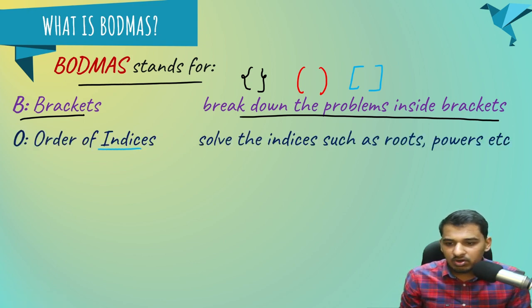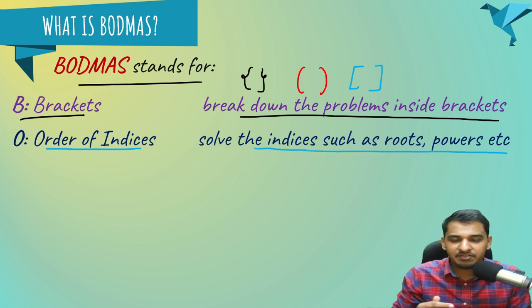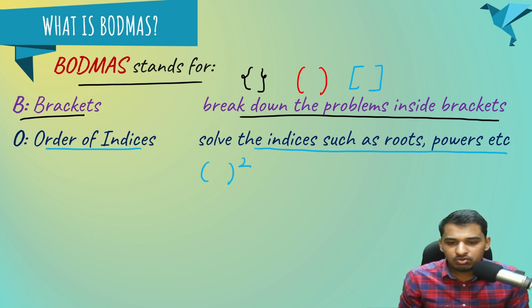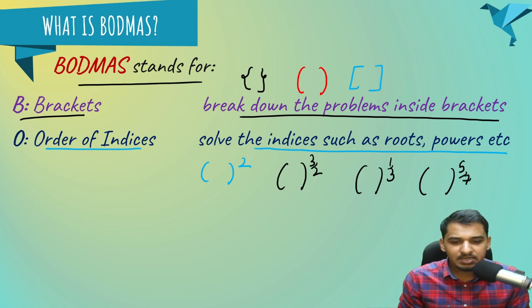O stands for order of indices. Solve the indices such as roots, powers, etc. So after you are done with bracket, you have to solve for the order of indices such as to the power 2, square, or you can solve for power 3 by 2, okay, or to the power 1 by 3, to the power 5 by 7. Any power whichever is given, it can be anything, to the power 5 also. So it can be any order. So you have to solve for orders then.